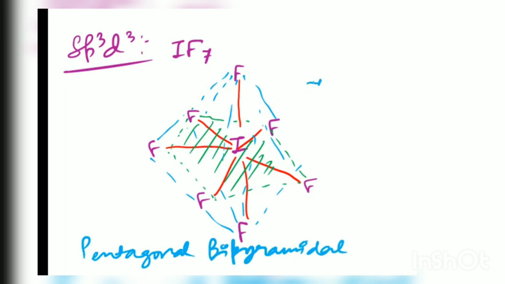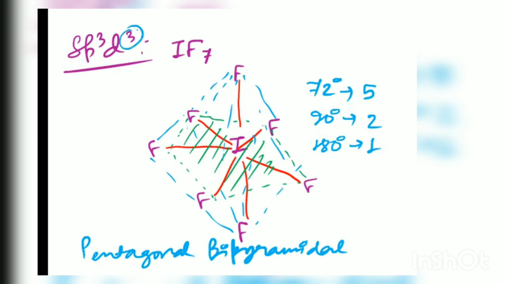For the bond angles, it has 72-degree angles in number 5, 90-degree angles in number 2, and 180-degree angles in number 1. And here is also a remarkable thing: dxy, dyz, and dzx, these three orbitals take part in the sp3d3 hybridization. Okay, so our hybridization is done.